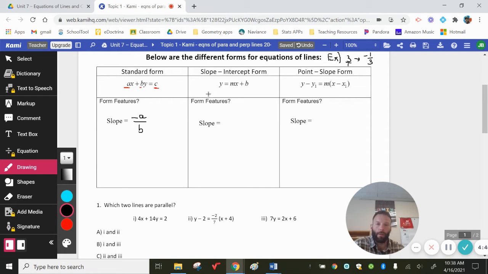Now, another form is called slope-intercept form. This is the form that would be most useful if you are trying to graph a line, or trying to look at a graph and write the equation. So slope-intercept form is best for graphing. And some of the features here.